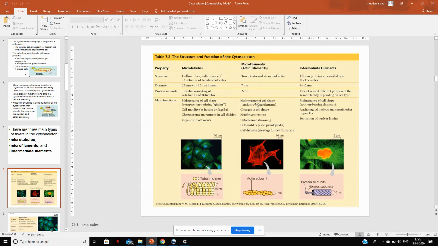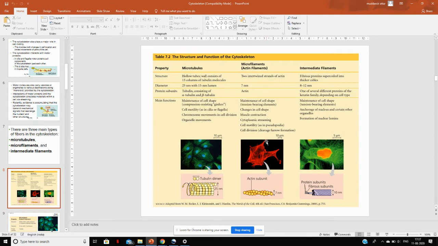Then, what is the function of microfilaments? They maintain the cell shape by tension-bearing elements. Microtubules are involved in compression resistance, whereas microfilaments are tension-bearing elements. Then changes in cell shape, muscle contraction, and cytoplasmic streaming, which is also called cyclosis. These are all undertaken by microfilaments. Then cell division, that is cleavage furrow formation.